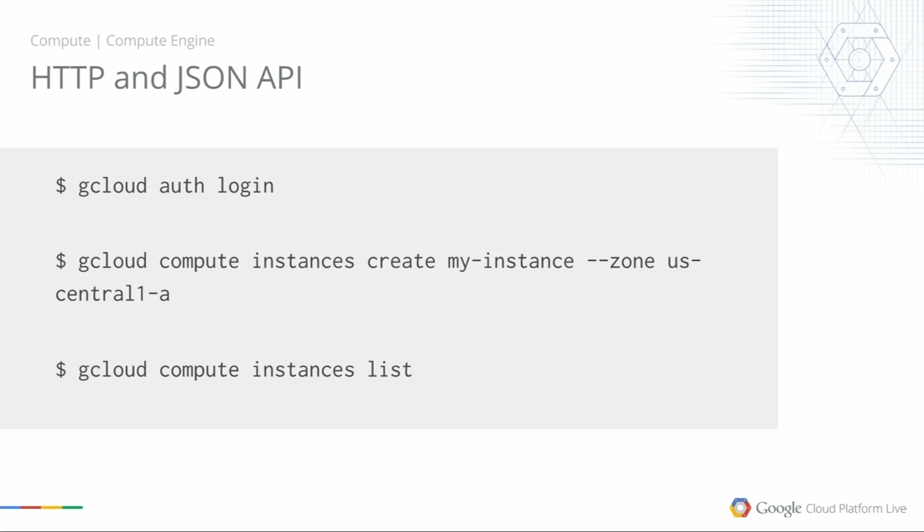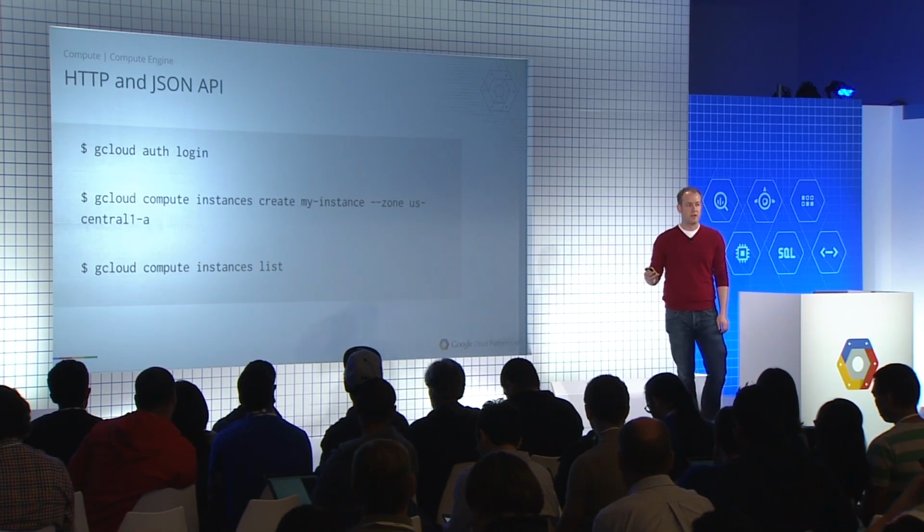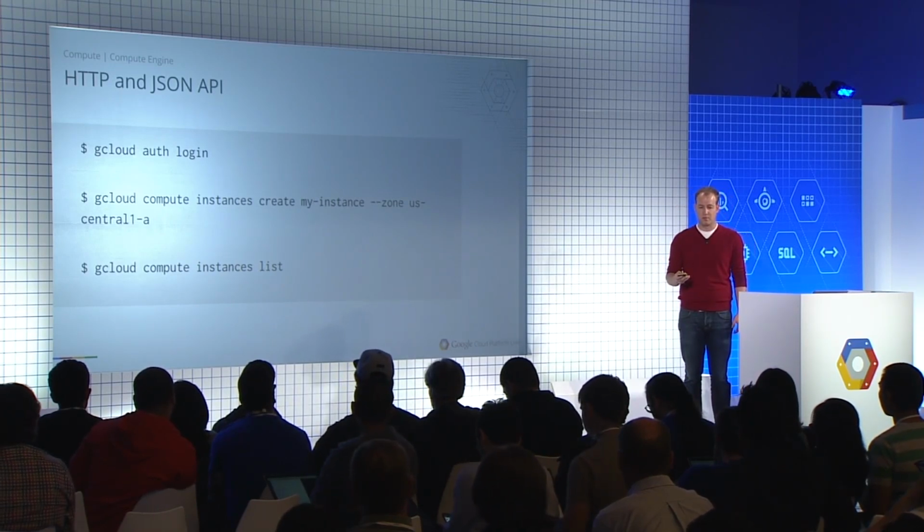And then once that's done, you can use the gcloud compute command to run a bunch of commands over instances, create disks, attach disks to running instances, those types of operations. So it's a really nice way for you to interact with it from the command line or in your application. It's a really simple and easy API.